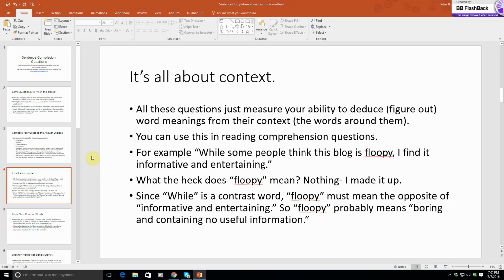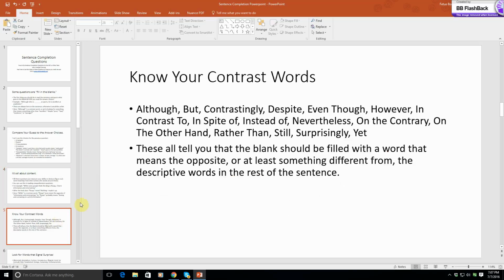But in this context, you can look at it and say, okay, well, "while" is a contrast word, so floopy must mean the opposite of informative and entertaining, because people would say, oh, well, while it's this, I actually find this. They'd say, some people find this, and I also find this. So floopy probably means boring or not containing useful information. Let's move on.